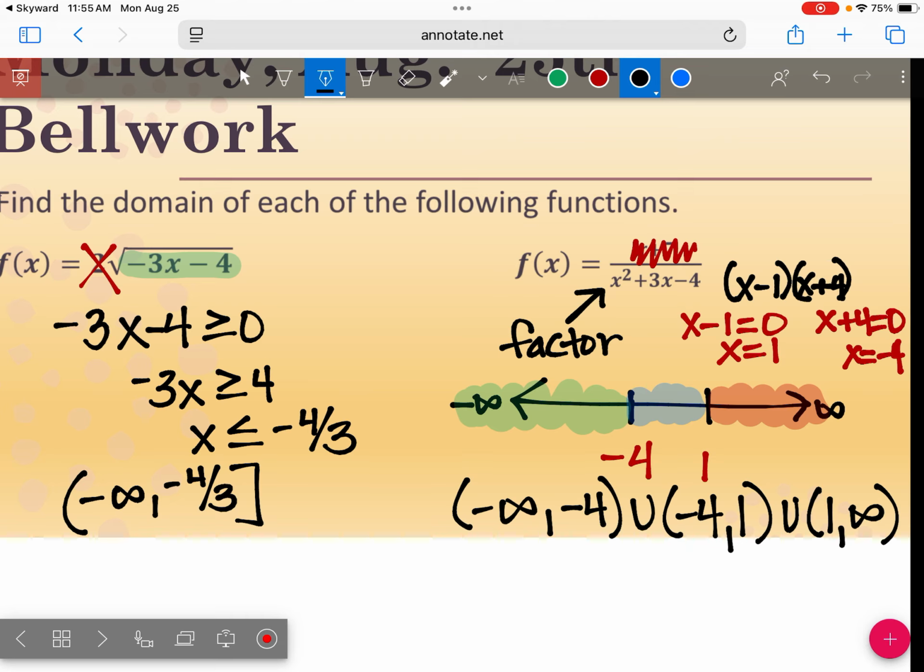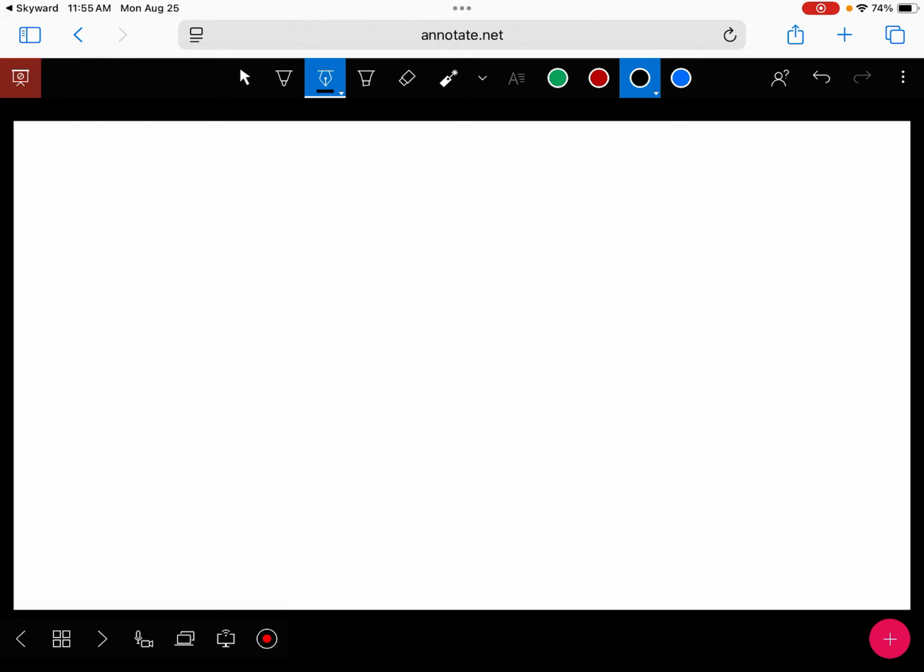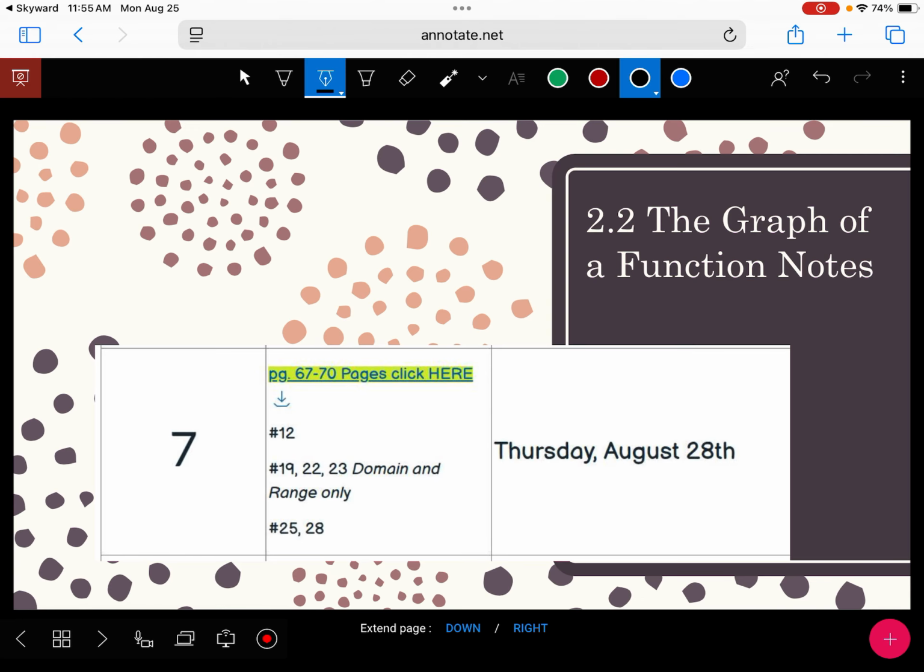All right, so now we're going to start 2.2. So if you're titling your notes, homework for 2.1 is due tomorrow. Homework 7 is due Thursday. And it's graphs and the function. The graph of a function. That's what 2.2 is called.